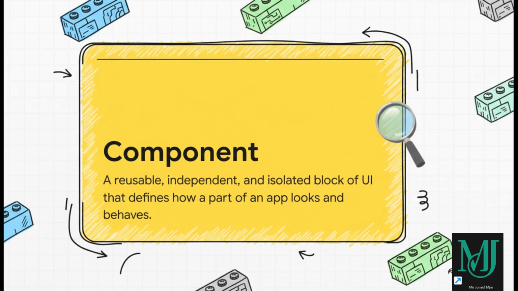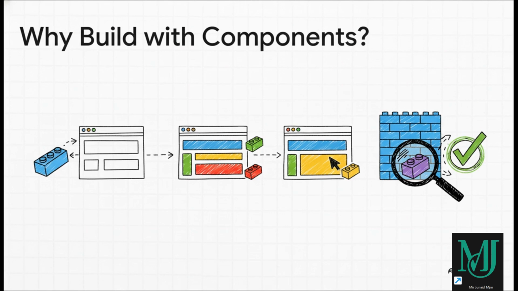A component is reusable, independent, and isolated. Reusable means you can build a button once and use it 100 times. Independent means that button doesn't care what's happening with the search bar elsewhere on the page. Isolated means you can fix a bug in one component without breaking anything else. Each component is a tiny, self-contained machine.